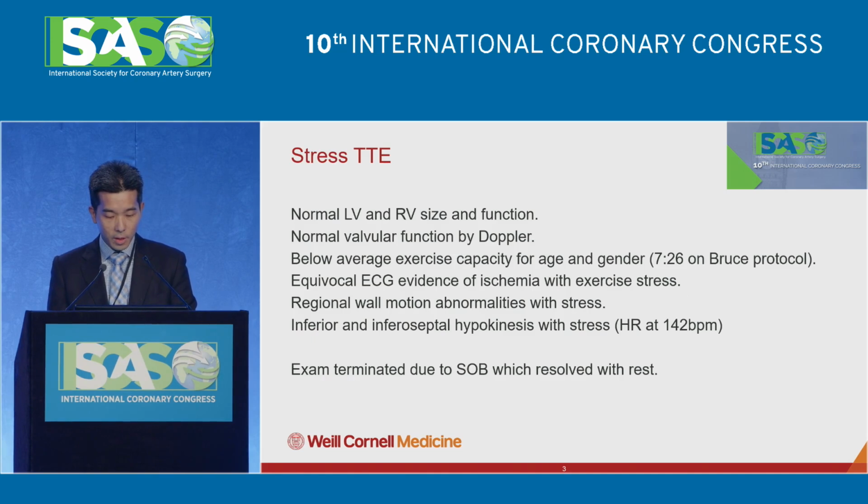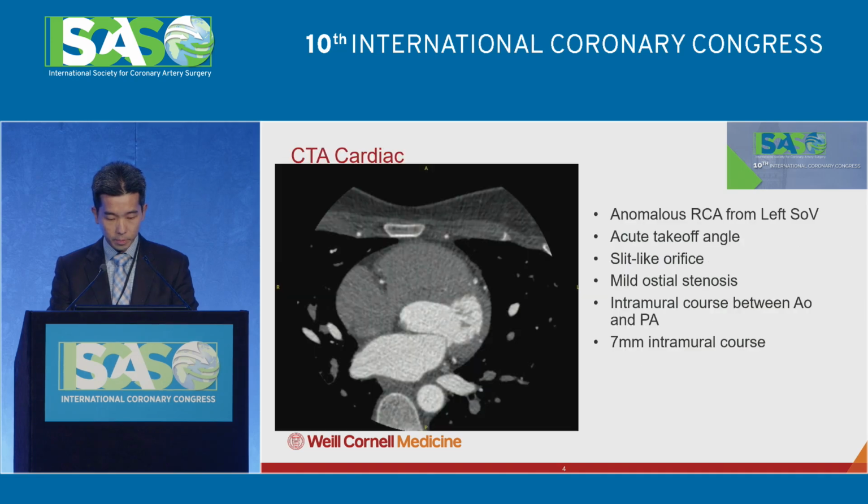On her stress echo, she had normal LV and RV size and function and valve function by Doppler. However, she had below average exercise capacity for her age. On the EKG portion, she had equivocal evidence of ischemia, but there were regional wall motion abnormalities on stress with inferior and inferior septal hypokinesis. The exam was terminated early because of shortness of breath.